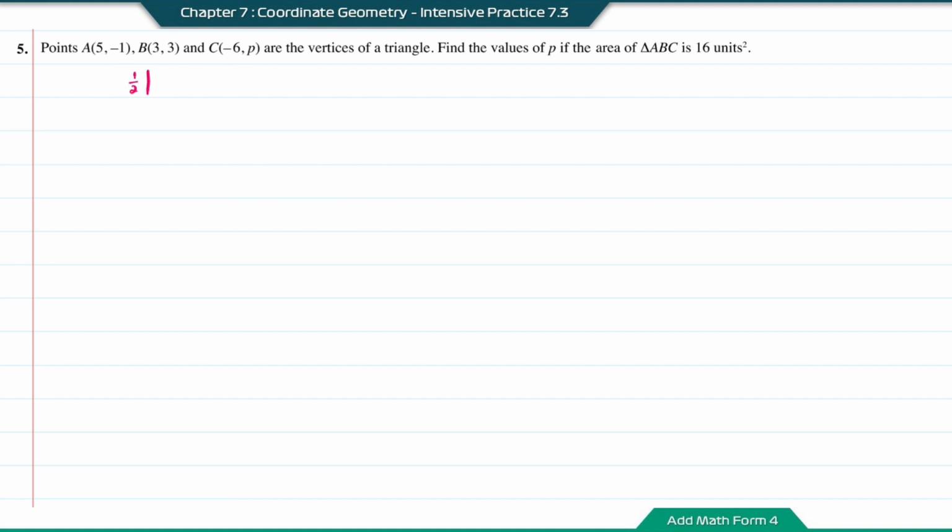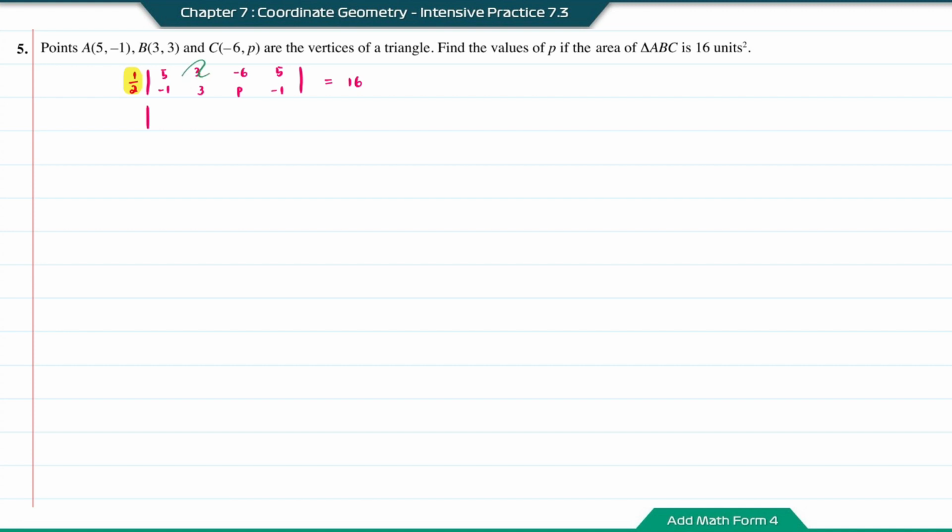So I'm just going to follow the coordinates A, B, C. So start with 5, -1, followed by 3, 3, -6, P, then end with 5, -1. So the answer of this area is equal to 16. So next, I'm going to move this 1/2 to the right hand side.